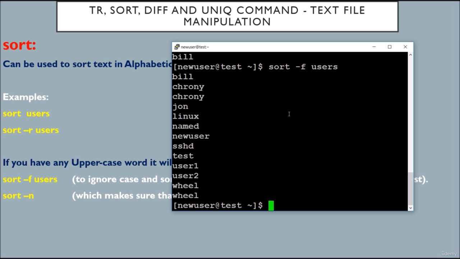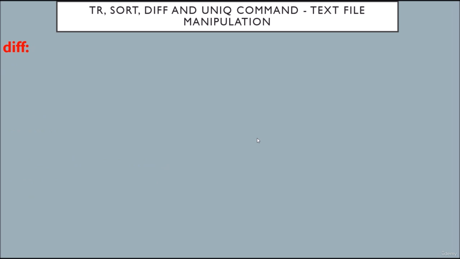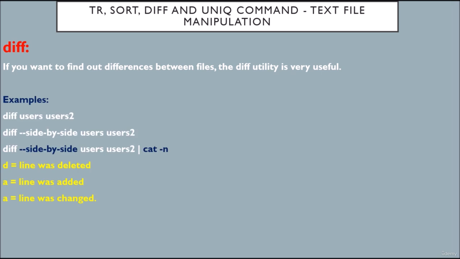Let's move on to the next command. Now we're going to look at the diff command. If you want to find out differences between files, the diff utility is very useful. For example, you can run the command diff, D-I-F-F, on one file and compare it with a second file. You can also do a side-by-side comparison as well. Let's run the diff command on two files that I currently have, and let's look at a live example through the terminal so you can have a better understanding of it.